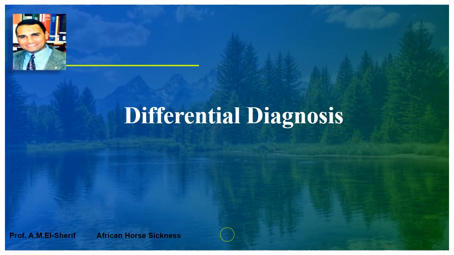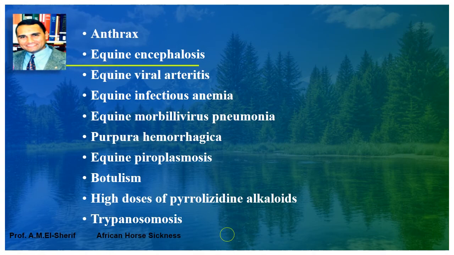Differential diagnosis of African horse sickness. These 10 diseases have to be differentiated from infection with African horse sickness: anthrax, equine encephalosis, equine viral arteritis, equine infectious anemia, equine morbillivirus pneumonia, purpura hemorrhagica, equine piroplasmosis, botulism, high doses of pyrrolizidine alkaloidosis, and trypanosomiasis.